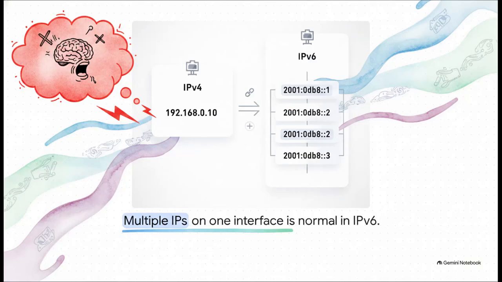And this brilliantly illustrates one of the biggest mental hurdles: seeing multiple addresses on a single interface at the exact same time. You've got a link local address starting with FE80, a global unicast address, maybe a temporary privacy address. In the IPv4 days, your brain would instantly scream IP conflict. But in IPv6, this is absolutely 100% normal, expected behavior.